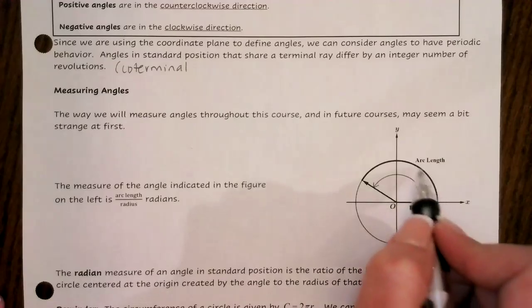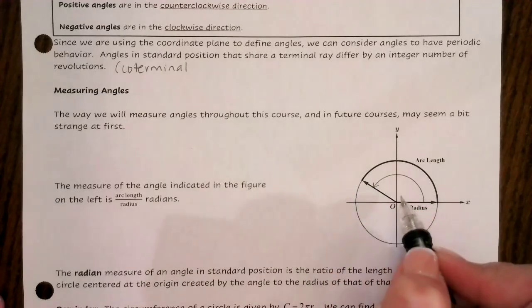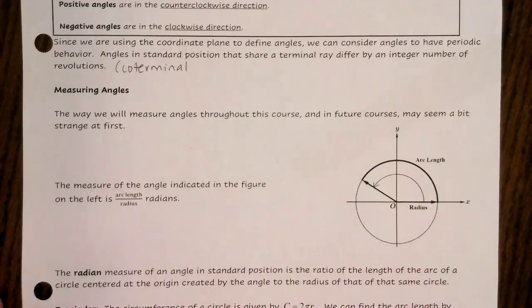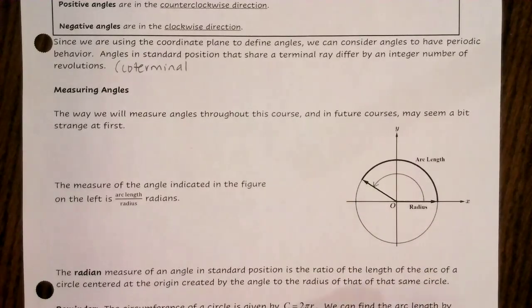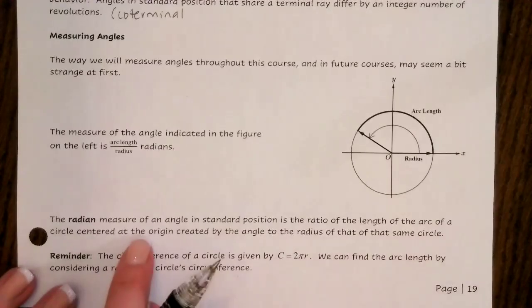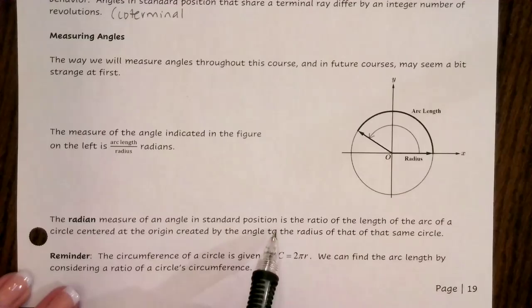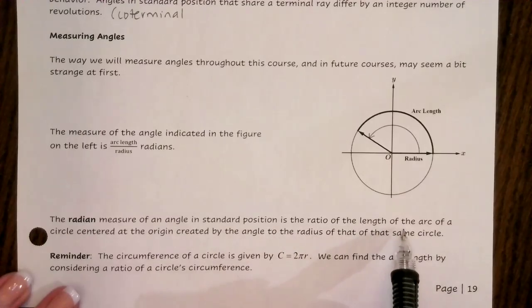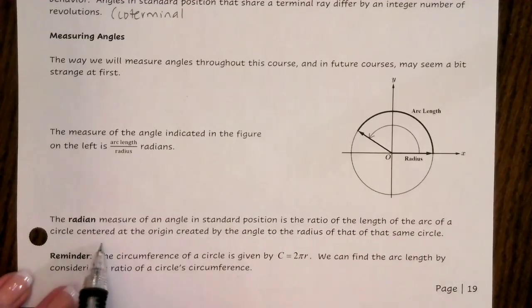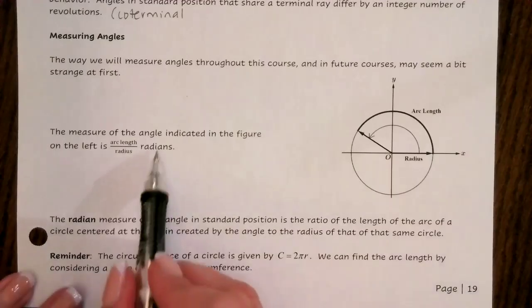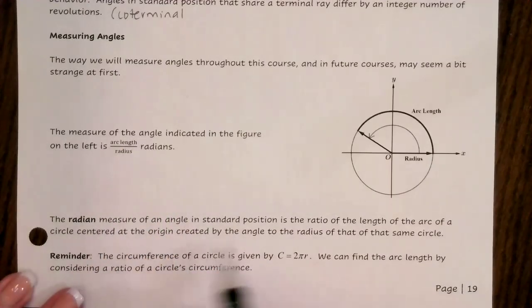It is the arc length, which is this part right here, divided by this radius. That will give us what a radian is. So we've got the definition in words right below that. The radian measure of an angle in standard position is the ratio of the length of the arc of a circle centered at the origin created by the angle to the radius of that same circle. So exactly what we saw here, that's what our definition is right there.